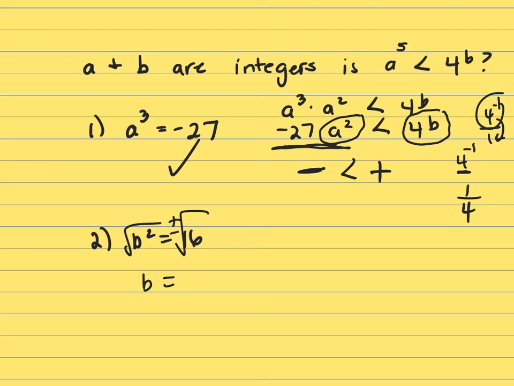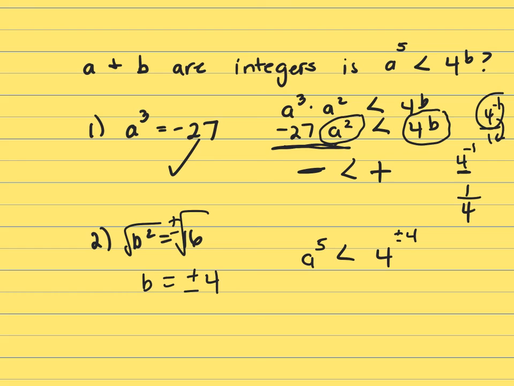Clue 2, this means if you take the square root of both sides, you always get a plus or minus when you do that. It gives you plus or minus 4. So b is plus or minus 4. So we're looking at a to the fifth is less than 4 to the either plus or minus 4.